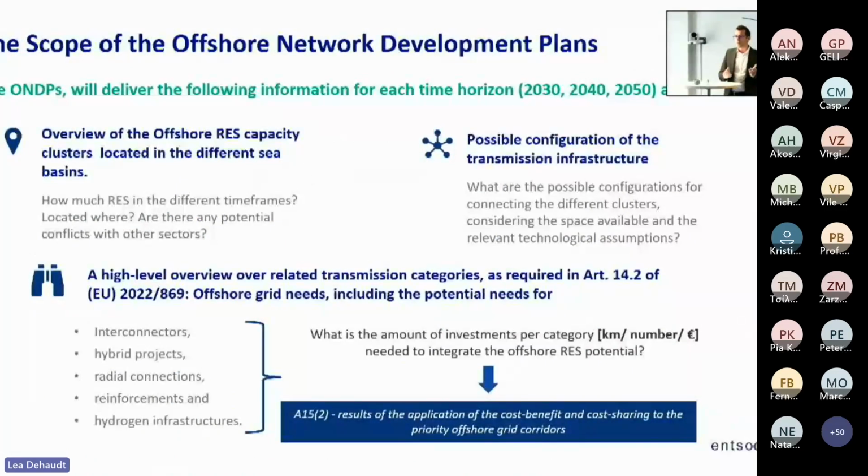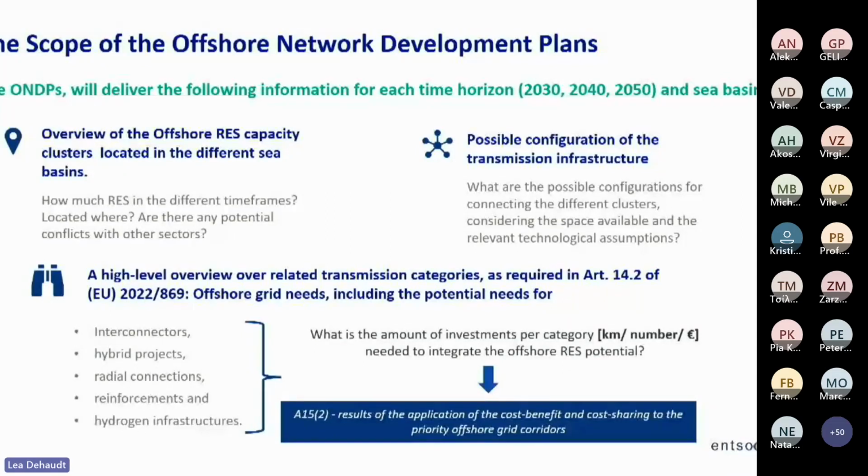So what is the scope of the ONDP, and especially this ONDP, which is the first implementation of the ONDP together with the TYNDP? The message that we want to get out is we're going to give an overview of the offshore RES capacity, the clusters, where they are located, not project by project, but really on a cluster level. What are the possible configurations of the transmission infrastructure to integrate these clusters?